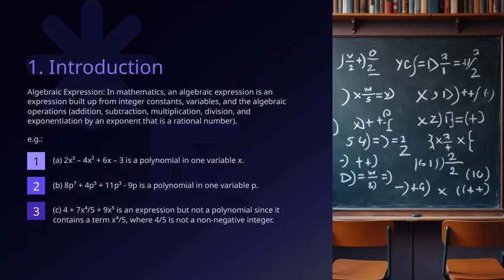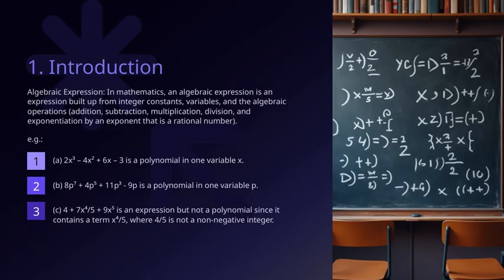This is a polynomial in one variable because all the exponents of x are whole numbers, specifically non-negative integers. Similarly, 8p^7 + 4p^5 + 11p^3 - 9p is also a polynomial, but in the variable p. Now, here's an interesting point.